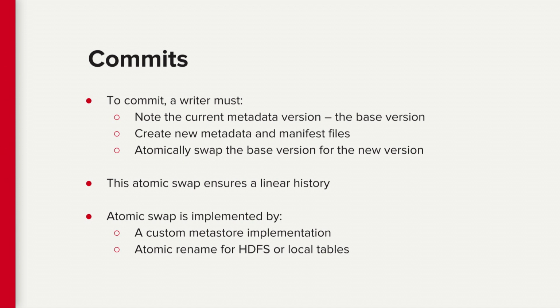This is actually the most difficult part of using Iceberg because you need something to implement atomic swap. So if two writers happen to try to commit to a table at the same time, one of them wins and one of them loses. So we have a custom Metastore implementation that does that.